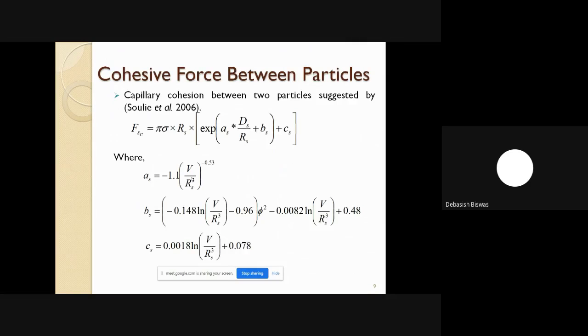Capillary cohesion, or cohesive force between the particles, has been suggested by Soulié et al. They have developed a series of equations. The capillary cohesion depends on so many factors: sigma, the surface tension coefficient, the interparticle distance, the radius, and the coefficients AS, GS, and CS, which are variable. These again depend on the liquid bridge volume, the radius, and the contact angle. Here we have chosen three different liquid bridge volumes: 10 nanoliter, 20 nanoliter, and 30 nanoliter.